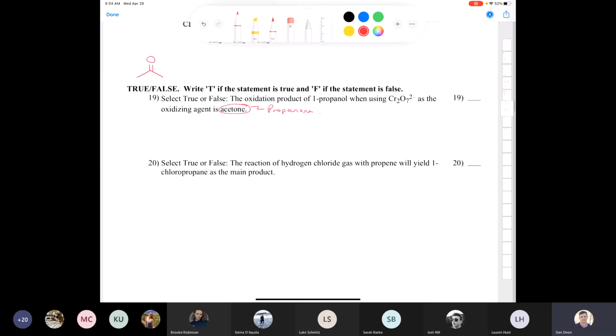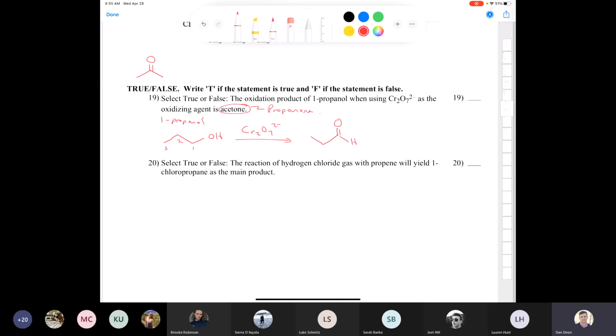Well, if I take 1-propanol, so 1, 2, 3, and on the first carbon, if I put the alcohol over here, that's 1-propanol. If I oxidize it, and it tells me it's undergoing an oxidation with dichromate, I'm just going to put O. If you want to put Cr2O7 2-, it's just chromium 6 that's in the dichromate ion. It's a really powerful oxidizing agent. What would you end up with? You end up oxidizing it to an aldehyde.